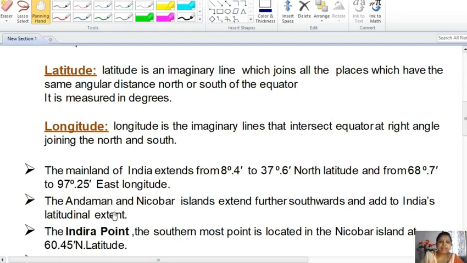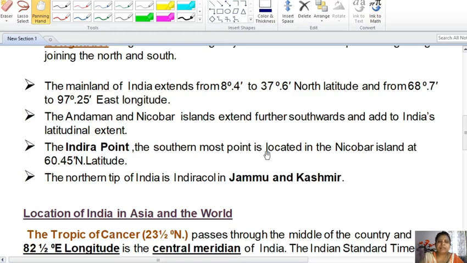Secondly, the Andaman and Nicobar Islands, which are located in the south part of India, are also added to India's latitudinal extent. Indira Point, the southernmost point, is located in the Nicobar Islands at 6 degree 45 minutes north latitude. Fifthly, the northern tip of India is Indira Col in Jammu and Kashmir.